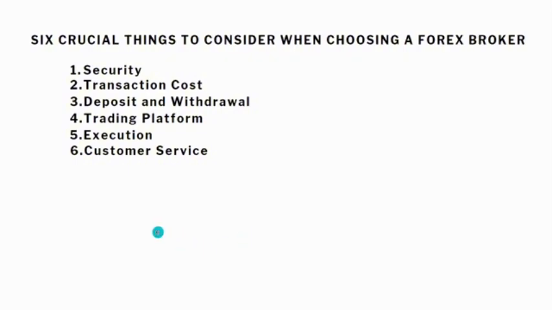Execution. If your trade is not executed at that exact point, we call it a slippage in the market. It's not good. A good broker should be able to place and execute your order at the exact time you're executing the trade. Customer service. How good are they in responding to their clients? If you cannot find them anytime you want to talk to them, I think it's a clear sign that they are not a good broker.